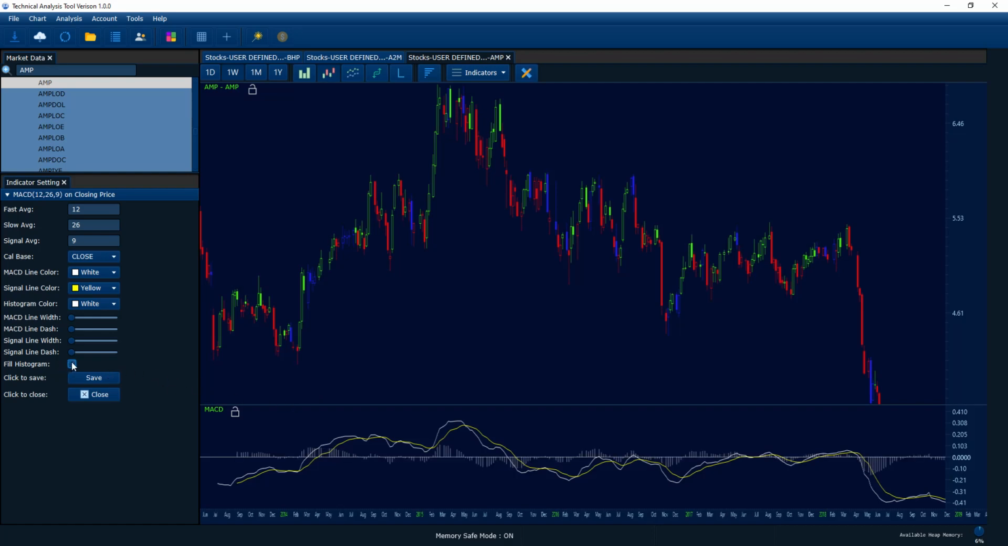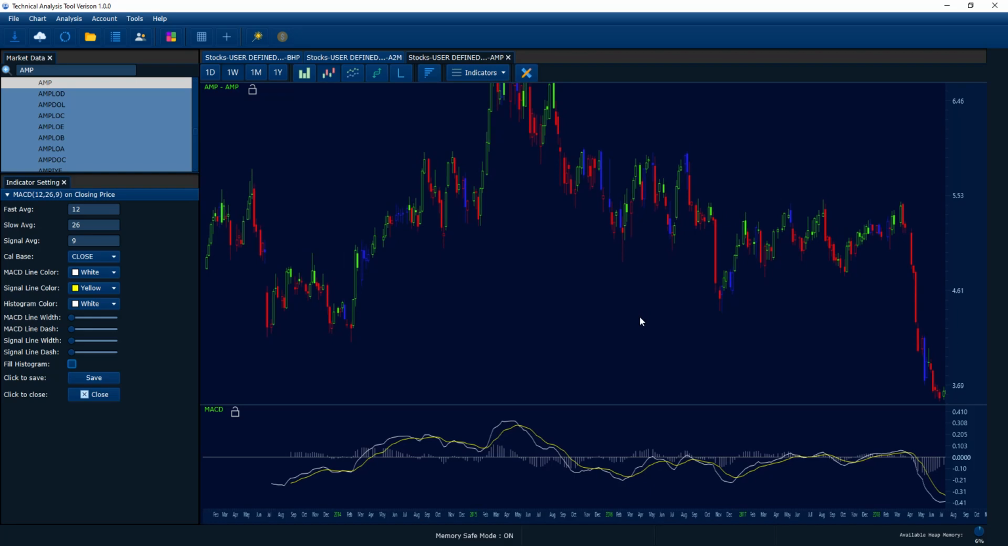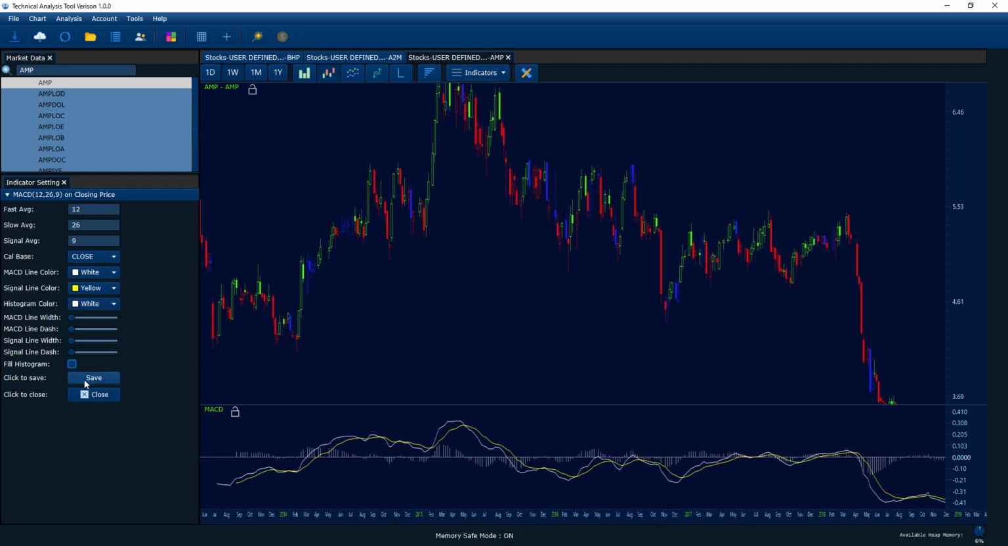So that's the part. Once you are happy with all the settings, you can click that save button right here.